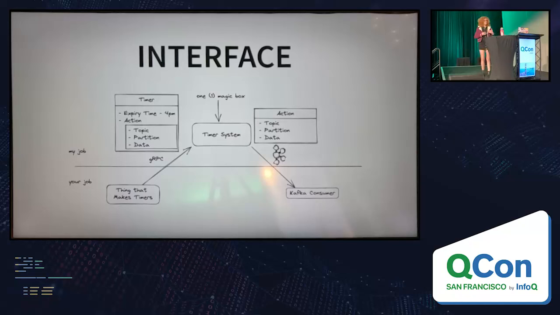External customers make a gRPC request to the timer system. They're going to give us an expiry time, and they're going to give us an action, which is a Kafka topic, Kafka partition, and some bytes to write onto the Kafka stream. And then later on, when that timer expires, we're going to write that Kafka message to the place that the customer has specified. And we'll delve into the magic box of the timer system as we go through this.